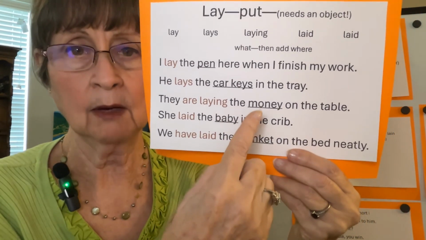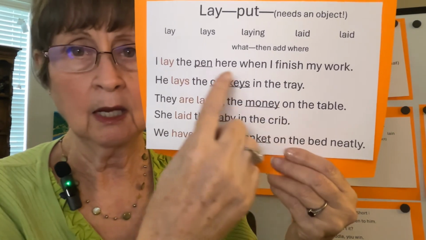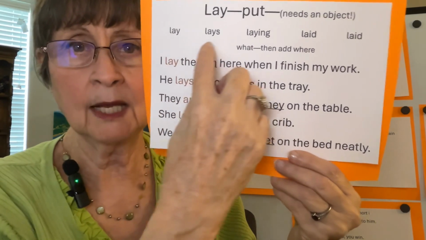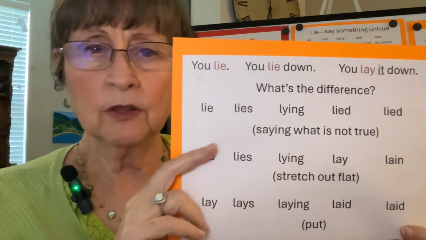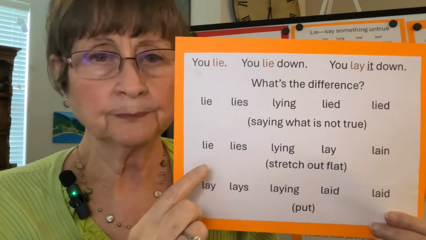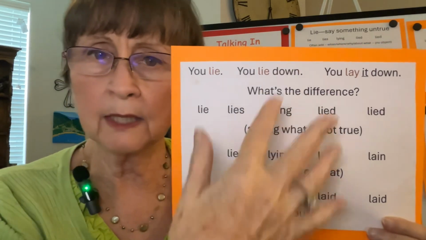Direct object. When you use lay, lays, laying, laid, laid, you need a direct object. Now let me go back to this one that we've already done, to show you why we get it so mixed up.